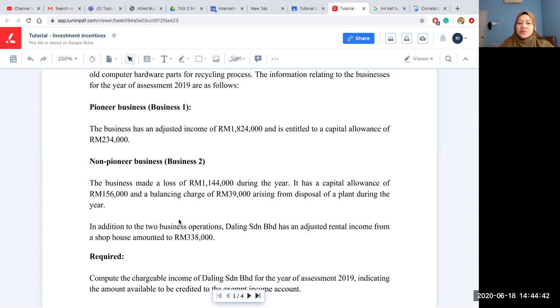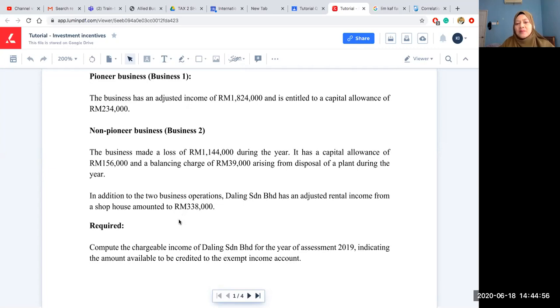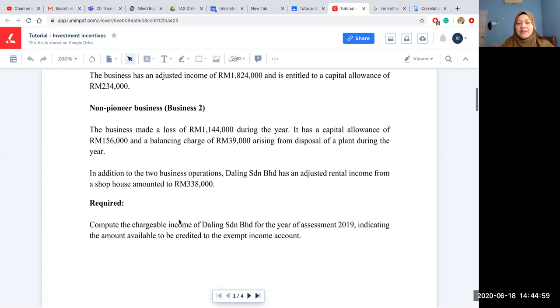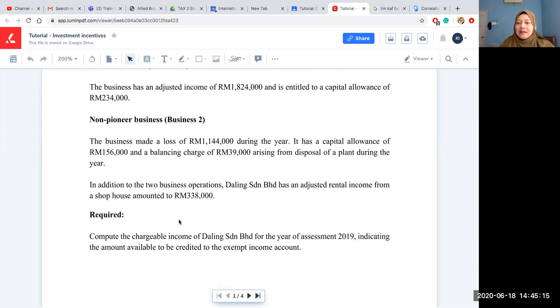The other, business 2, which is the non-pioneer business, has a loss of 1.144 million during the year. It has a capital allowance of 156,000 and a balancing charge of 39,000 arising from disposal of plant during the year. In addition, the company also has an adjusted rental income from a shop house amounting to 338,000. Compute the chargeable income of Darling Sendian Berhad for the year of assessment 2019, indicating the amount available to be credited to the exempt income account.